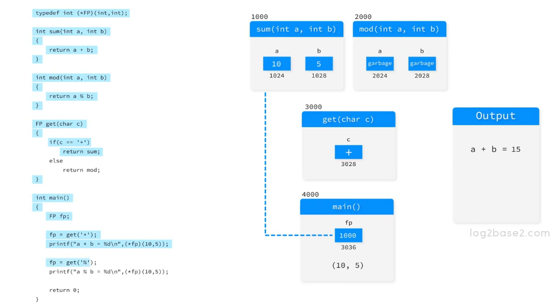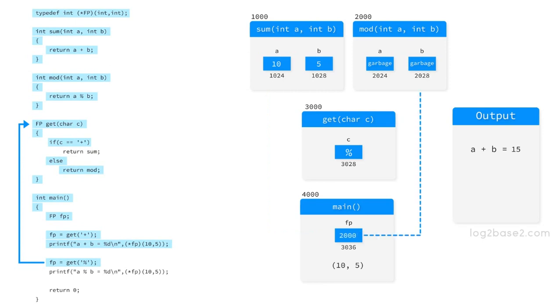Again, we call the function get by passing the percentage symbol. So control goes to get and the percentage symbol is stored in c. So the if condition fails and the else part is executed, which is returning mod, that is the address of function mod, 2000, which is returned as a function pointer to main and is stored in fp.